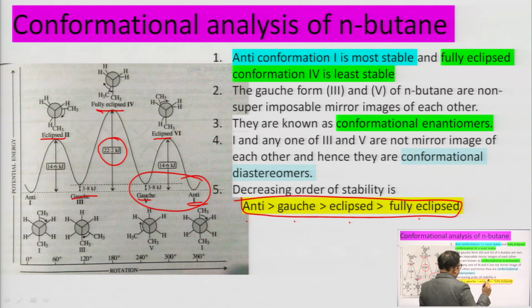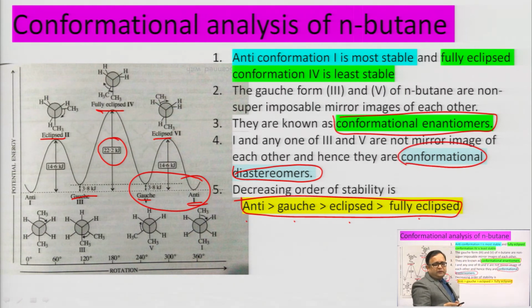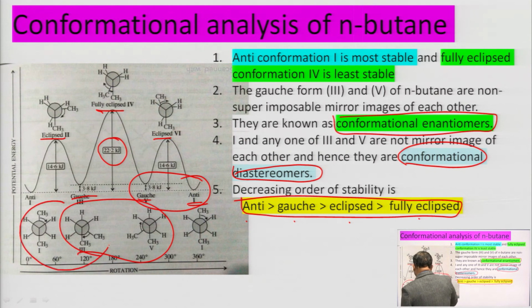And here we can observe one more phenomenon, that there are two possibilities, conformational enantiomers and conformational diastereomers. So, if we are comparing these structures, the third and fifth are the conformational enantiomers, and first, third and fifth are conformational diastereomers, first and third. Out of any, if we are considering this, these are the conformational diastereomers.